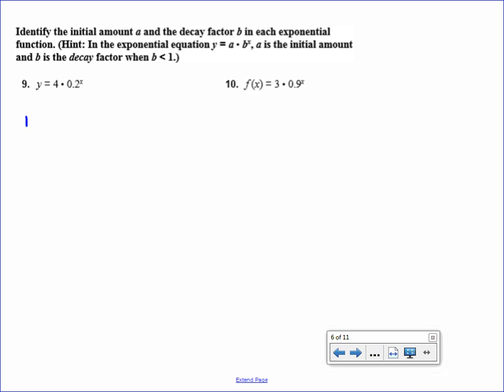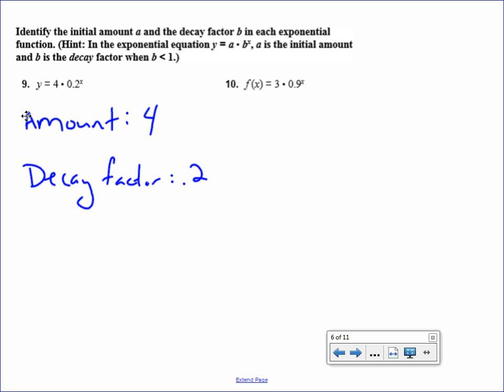So the initial amount, again, if I could spell amount a little better, would be 4. The decay factor would be 0.2. Okay, and then the second one, you should have an initial amount of 3, decay factor of 0.9.